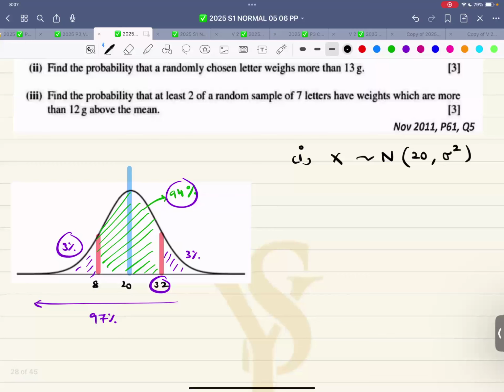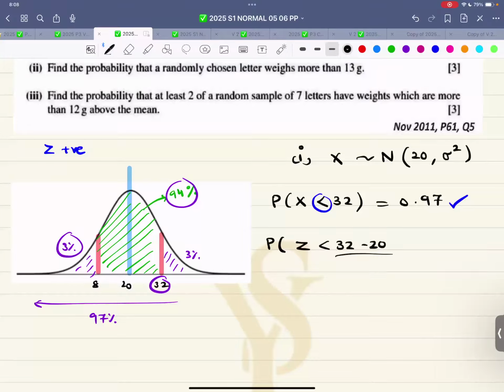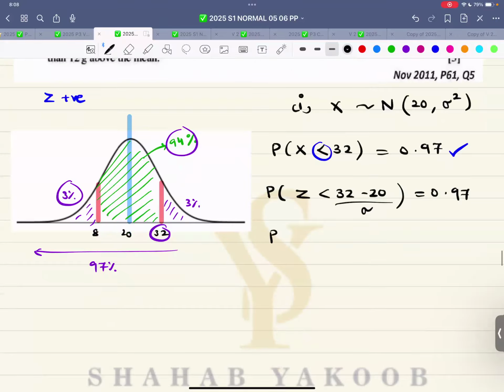Probability X lesser than 32 is 0.97. Make sure the probability is at least 0.5 and there is a lesser sign. Z value will be positive. So let me write over here, Z value will be positive. And probability Z is lesser than 32 minus 20 divided by sigma, that is 0.97. Probability Z is lesser than a positive value is 0.97.